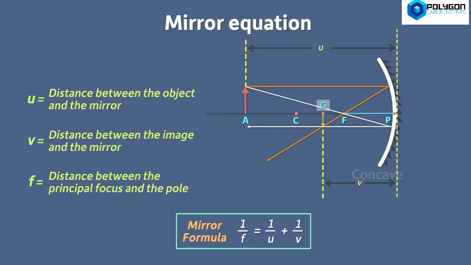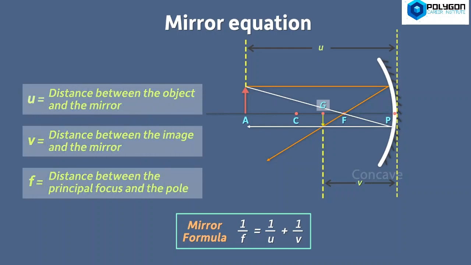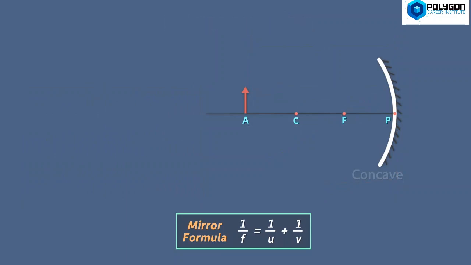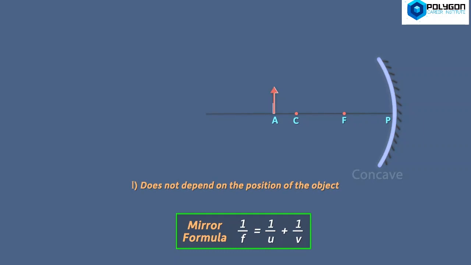Note that all the distances are measured from the pole of the mirror and not some other point on the mirror. So from the equation, you can see that it gives us the relation between the object's distance from the mirror, the image's distance from the mirror, and the focal length. What if instead of this, I had placed an object somewhere else? It wouldn't change our formula. The equation does not depend on the object's position from the mirror. It is the same for any position of the object.